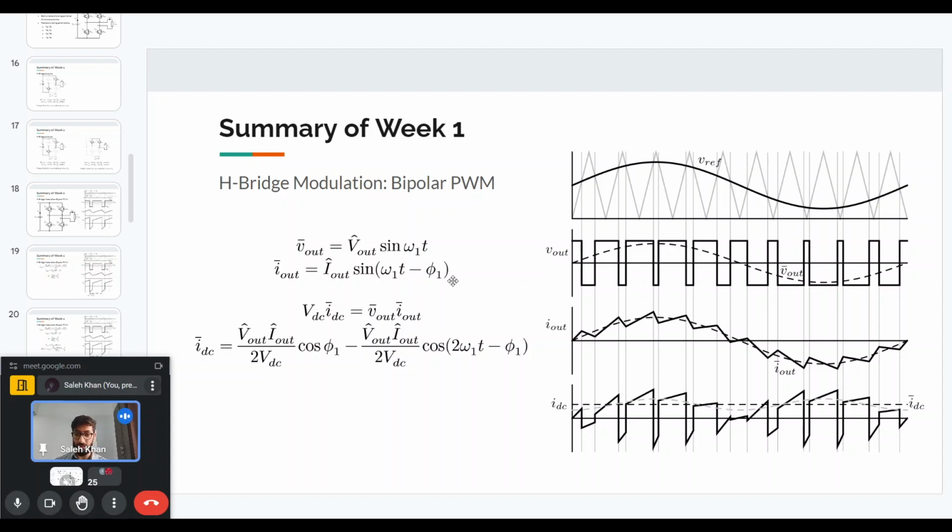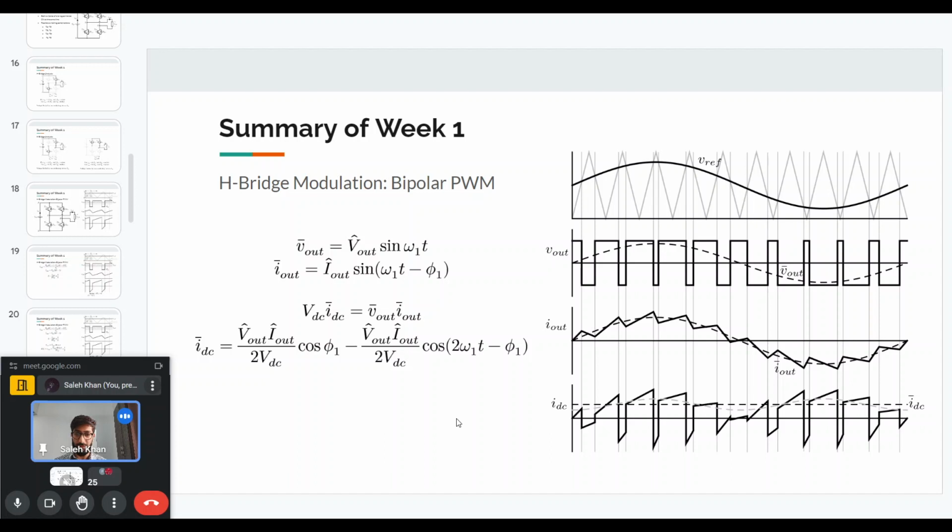And if we equate these and we do some trigonometry, we will have a constant term, which is the IDC hat that I have shown. And we will also have an AC term, which is at twice the fundamental frequency. And that is because single phase AC power is not constant. It has fluctuations at twice the AC frequency, and that is reflected then in the DC current. And that has some implications for designing the input capacitance of this H-bridge converter.